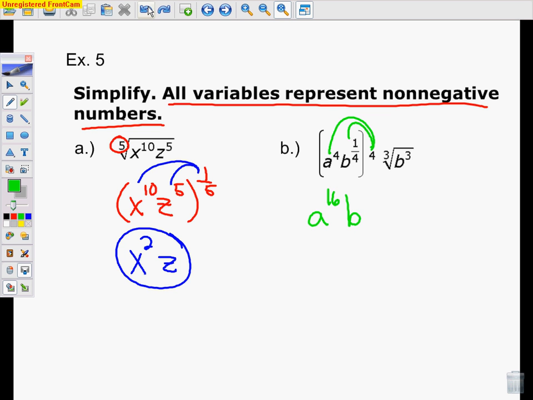Now, I'm going to drop down my multiplication symbol. And we know that a third and the third root, those actually cancel because those are opposites. So we're just going to drop down that b. From there, we're just going to multiply the things that are alike. b times b is b squared. So we have a to the 16th, b to the 2nd. And that's our final answer. All right.